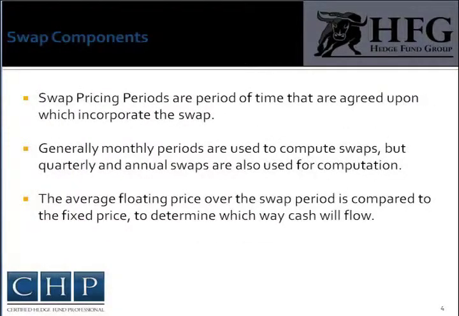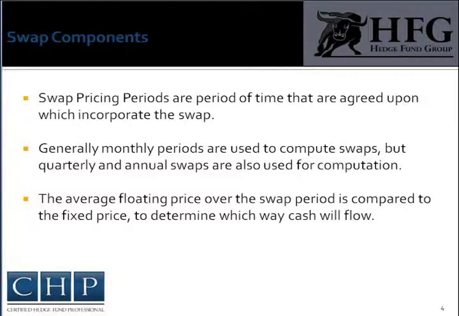Swap pricing periods are periods of time that are agreed upon which incorporate the swap. When the swap period is complete, the floating price is examined and payments are exchanged. If the fixed price is lower than the floating price, the fixed price payer will receive a cash amount or an asset. Generally, monthly periods are used to compute swaps, but quarterly and annual swaps are also used for computation.